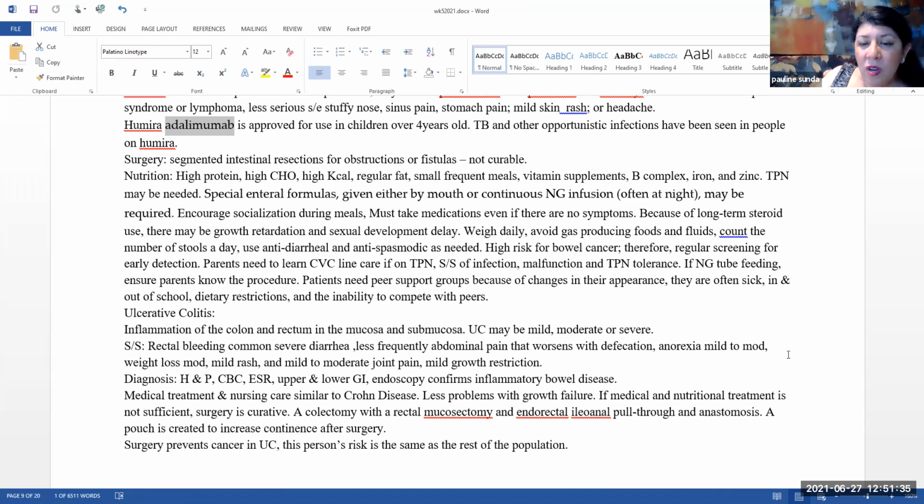Patients need peer support groups because of changes in their appearance. They are often sick and in and out of school. Dietary restrictions and the inability to compete with peers can all be very problematic and disruptive to the child. So it is important that they join a peer support group.